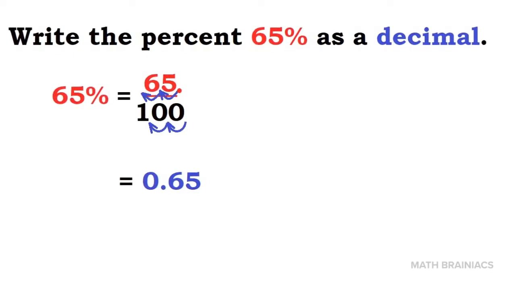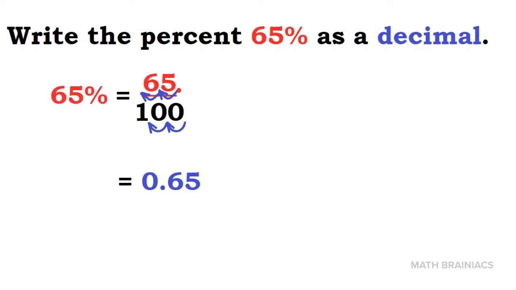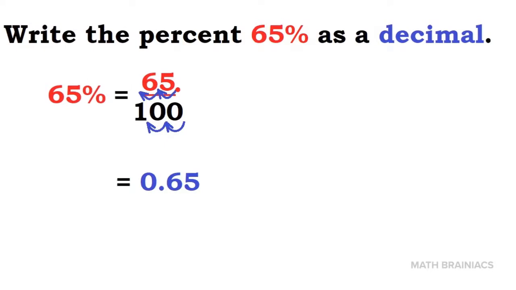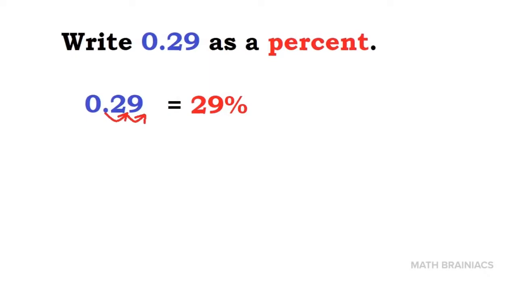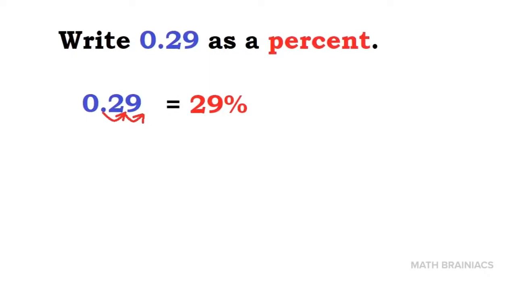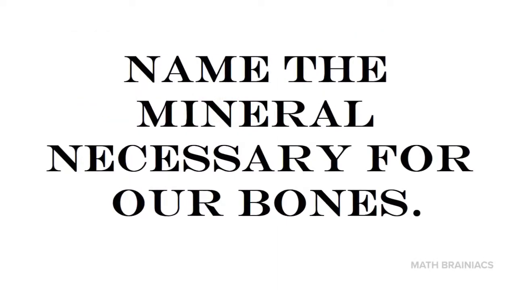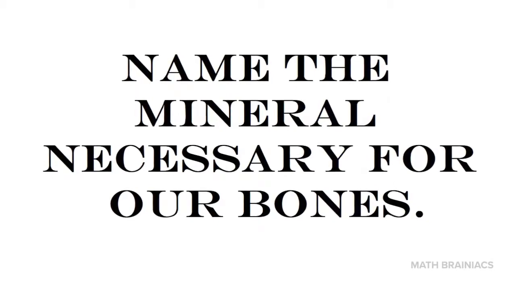To wrap it up, in writing a percent as a decimal, put a decimal point at the end of the number and delete the percent sign. Then move the decimal point 2 places to the left. Likewise, to write a decimal as a percent, move the decimal point 2 places to the right and add the percent sign. Very easy!